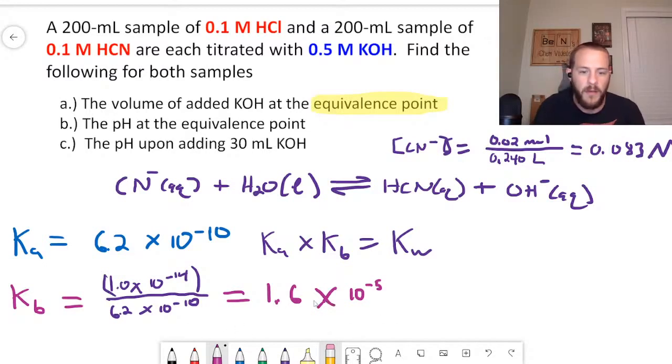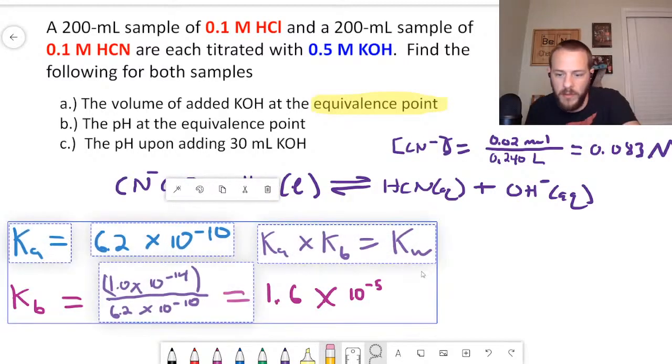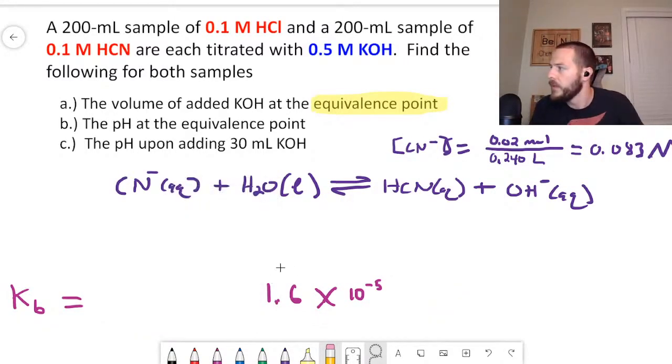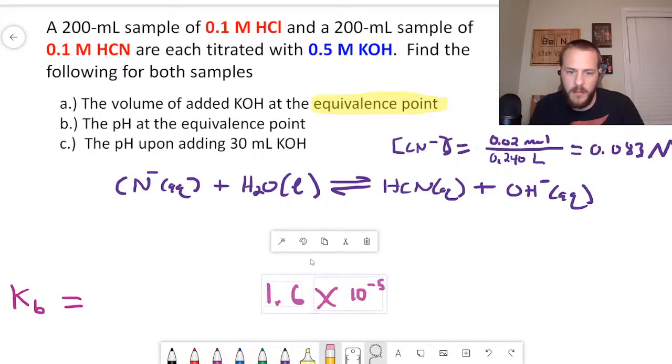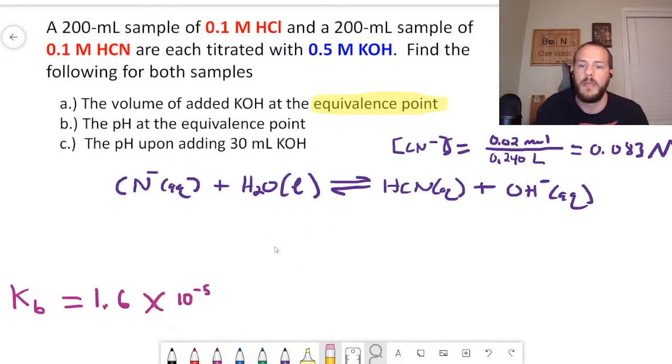That's Kb. So I'm going to erase some of this stuff and leave my Kb, which is what I really want. Delete all that. Just drag my Kb over here. Okay, so now we can take another look at this equation, and now we can write the expression for the equilibrium constant.